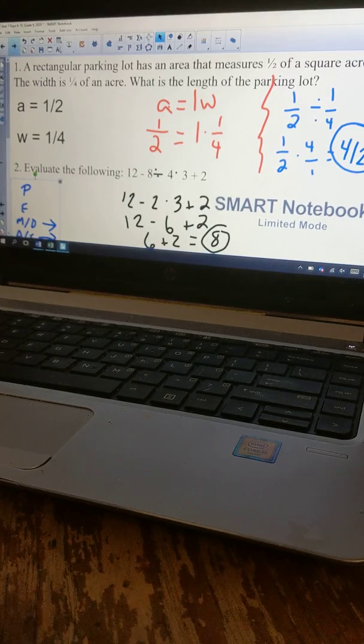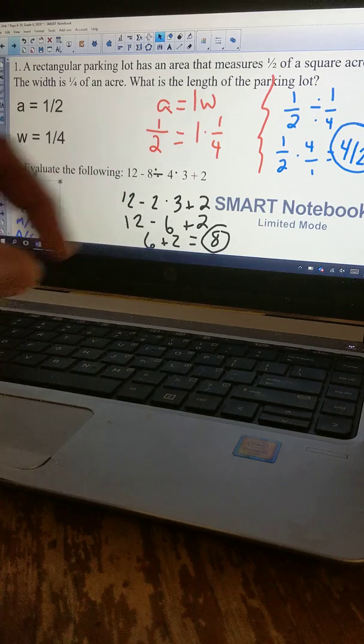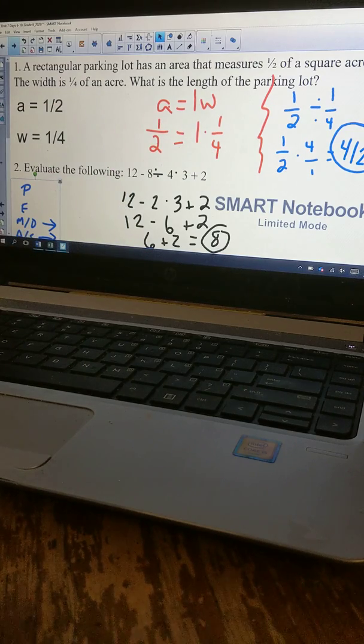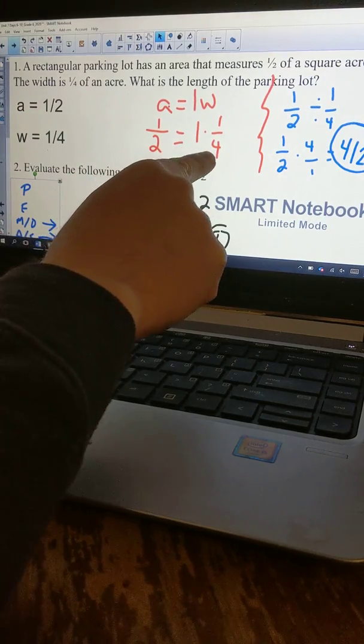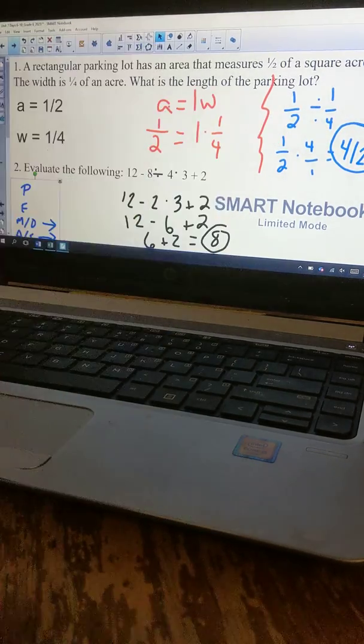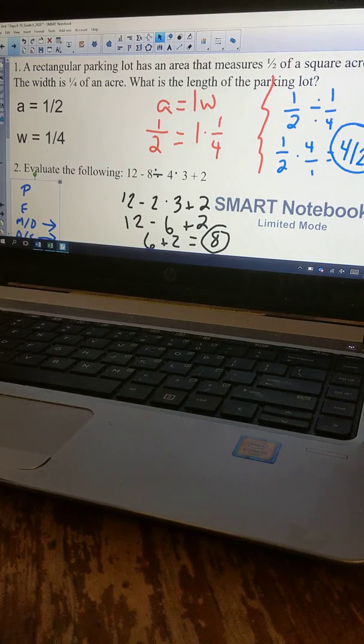Okay, number 1. The first thing I did here is I wrote down the information I was given, that the area was 1/2 and the width was 1/4. And because I know it's a rectangle, the only formula with area and length and width of a rectangle is area equals length times width. So then I just plug the numbers in. 1/2 is the area, 1/4 is the width. It's a one-step equation, length times 1/4. So in order to solve for the length, I divided each side by 1/4. So the problem I actually did is 1/2 divided by 1/4, which gives you 4/2.